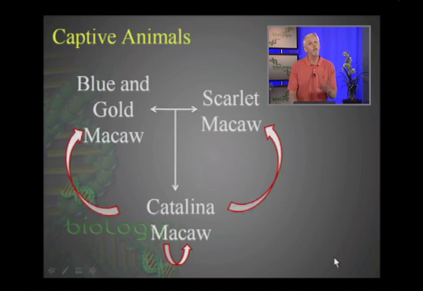So again, we would consider blue and gold macaws and scarlet macaws different species because in the natural setting, they don't normally mate, but we can override those natural conditions. So again, they're telling us that they have a very recent common ancestor, and this is a recent speciation event. So genetically, they're very similar, except for the behavioral mechanisms that keep them apart.